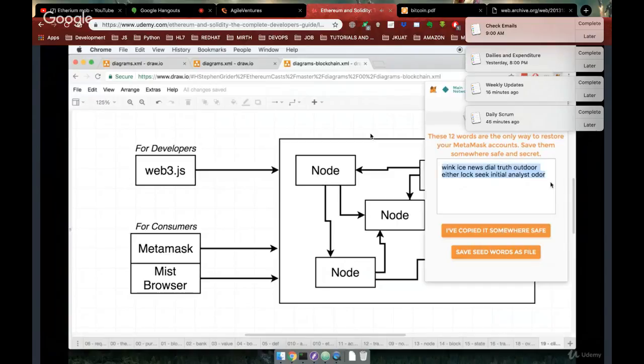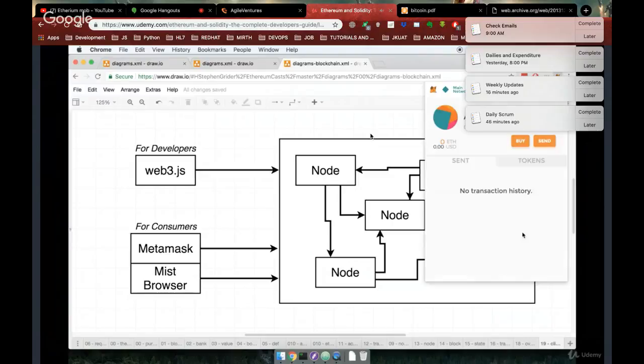We'll talk more about exactly what this mnemonic is for later on. If you want to, you can copy the mnemonic somewhere else and save it. We will, like I said, be creating many other accounts throughout the course, so you don't have to save this just yet if you don't want to. So I'm going to say, okay, I'll copy it, whatever.